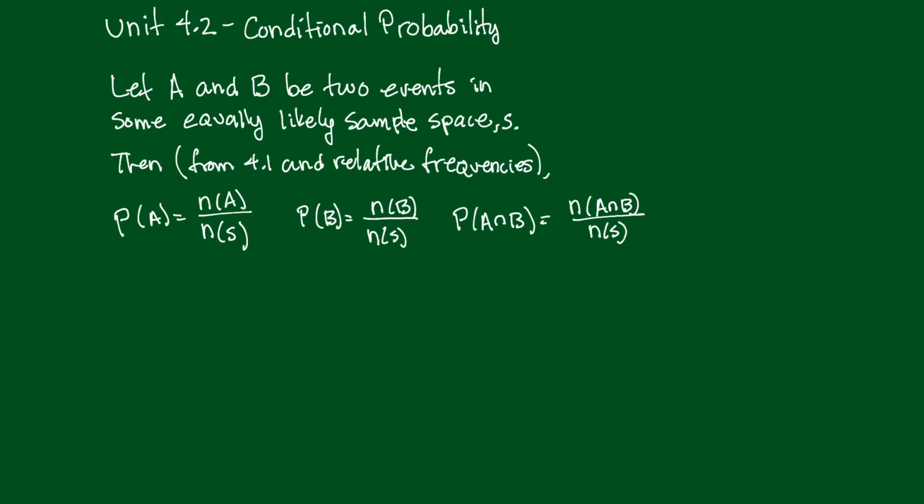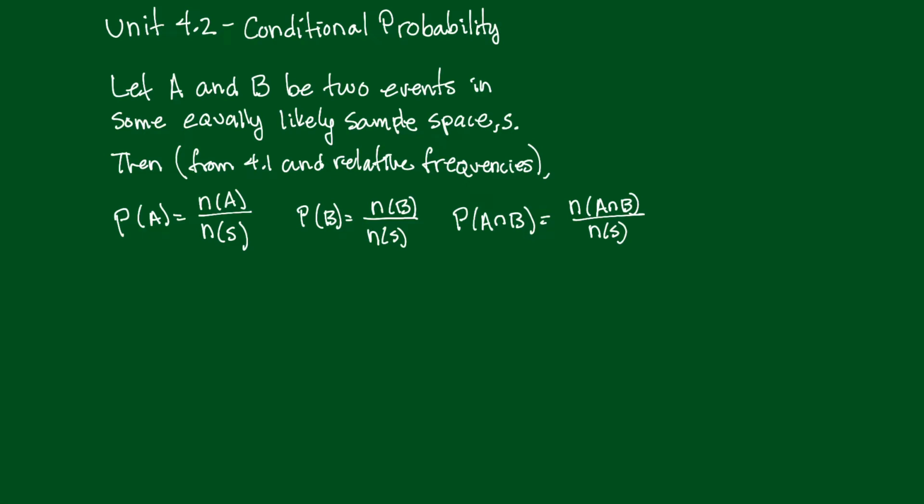Like if you toss a die once, the sample space would be 1, 2, 3, 4, 5, 6, right? If you look at the number on the top face. They're all equally likely. Now just pick two events out of that, like getting a 1 or getting an odd number, all right? So those are going to be two events in that equally likely sample space.